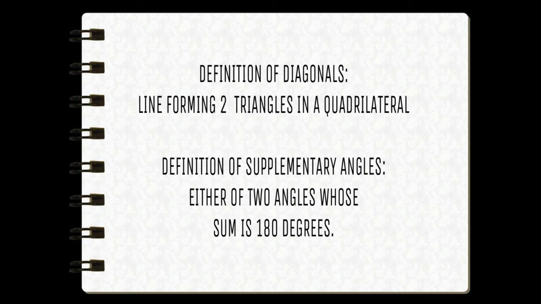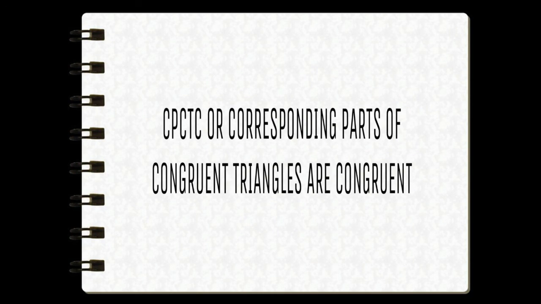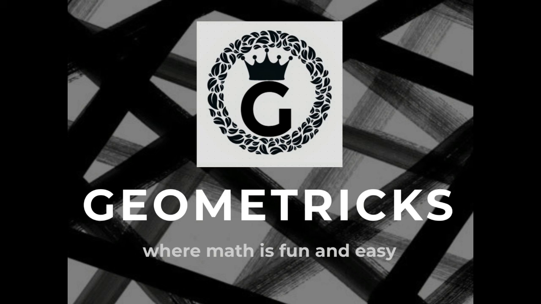Definition of diagonals: lines forming two triangles in a quadrilateral. Definition of supplementary angles: either of two angles whose sum is 180 degrees. Congruency, CPCTC: corresponding parts of congruent triangles are congruent.